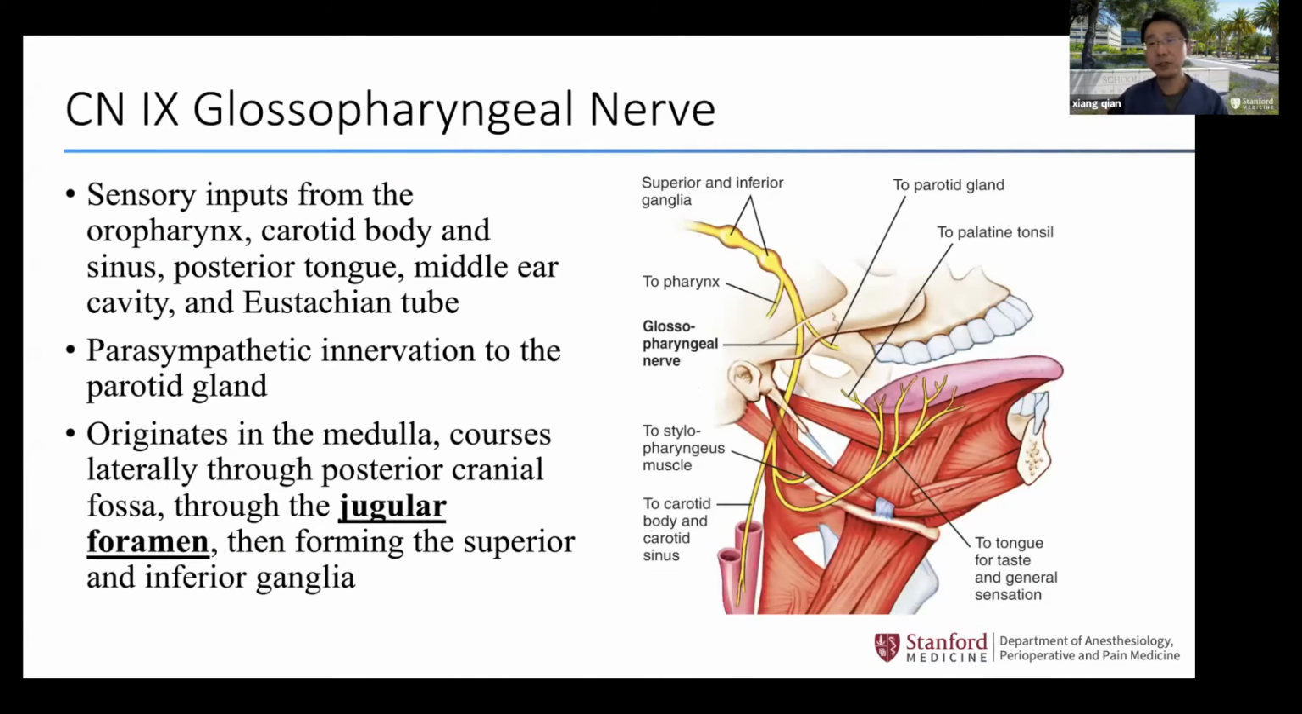So we talked about the glossopharyngeal nerve. Now let's move on to cranial nerve 9, right? Cranial nerve 9 has sensory inputs from the oropharynx, carotid body, and sinus, as well as the posterior tongue, middle ear, and the eustachian tube. And it has some sympathetic and parasympathetic innervation to the glands as well, and originates in the medulla, coursing a little bit laterally to the posterior cranial fossa rather than the middle cranial fossa as for the trigeminal nerve. And then it comes out from the brain through the jugular foramen right here, okay? So it has the superior and inferior ganglion versus the gasserian ganglion for the trigeminal nerve. They come out from this jugular foramen.